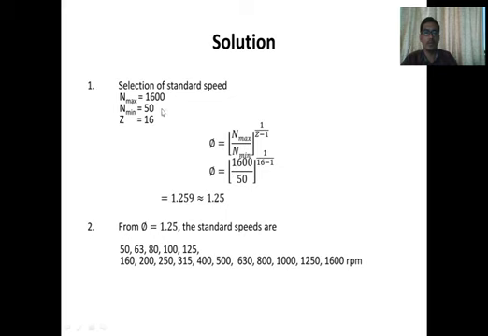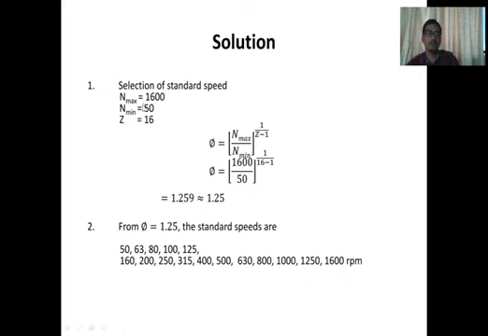So N max is 1600, N minimum is 50 RPM, and Z we are putting as 16. After solving this, we will get phi equal to 1.259, which is approximately 1.25. So the geometric progression ratio phi is 1.25. From phi 1.25, the standard speeds achieved from N minimum to N maximum are as follows.